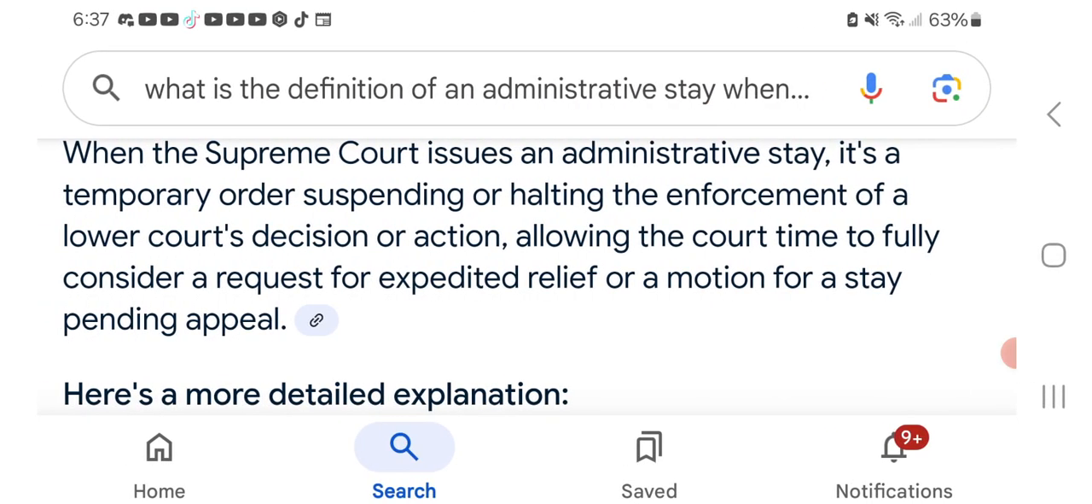What is an administrative stay? An administrative stay, ladies and gentlemen, is when the Supreme Court issues an administrative stay. It's a temporary order suspending or halting the enforcement of a lower court's decision or action, allowing the court time to fully consider a request for expedited relief or a motion for a stay pending appeal.